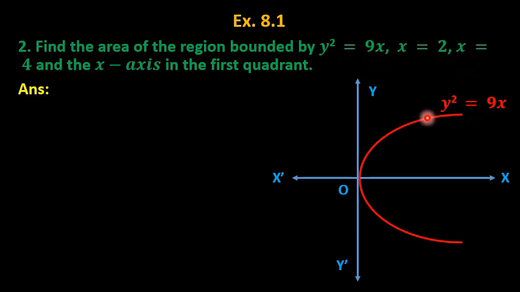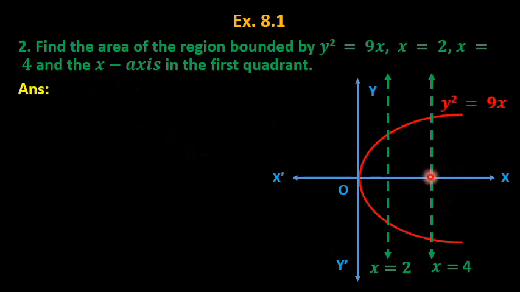So this is the parabola. Now we need to draw this line x equals 2. So this line represents x equals 2. I have assumed here starting from 0, 1, 2 and next is x equals 4. So we need to find the area in the first quadrant enclosed by these two lines and the curve.